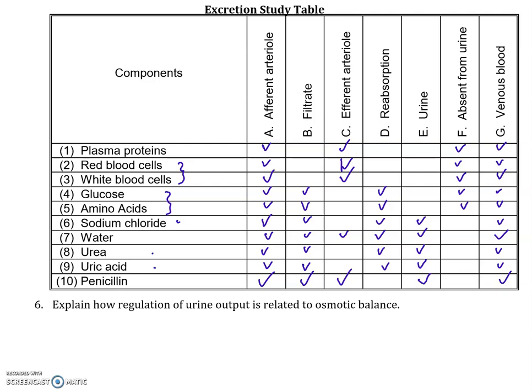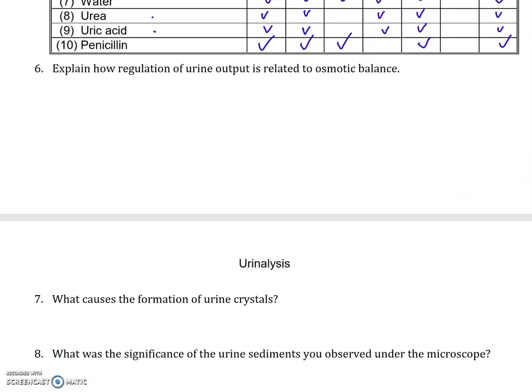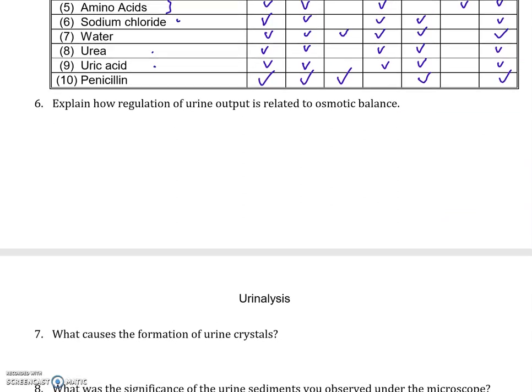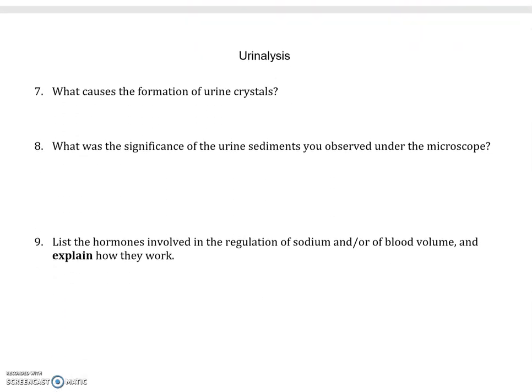So that's our excretion study table, and explain how regulation of urine output is related to osmotic balance. You need water to stay in osmotic balance, and so your kidneys will do a good job in excreting only the amount of water that you can afford to lose to stay in that osmotic balance.